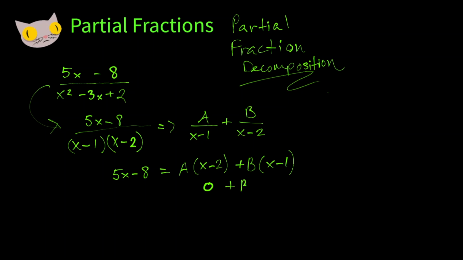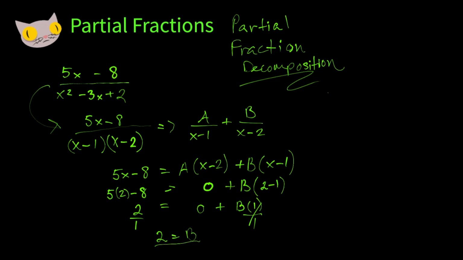So we have 0 plus B times 2 minus 1, which is 1, and then put our roots into this x here. We have 5 times 2 minus 8, which is 10 minus 8. So we have 2 equals 0 plus B times 1. Now we divide this 1 out. And so now we have 2 is equal to B. So we found what B is.